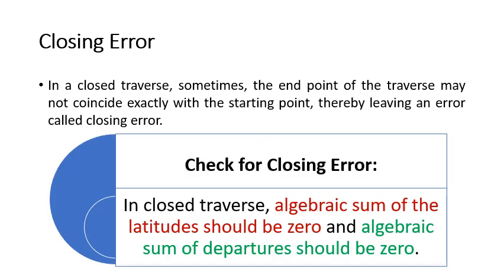So how to check for this closing error? That is the question. How to identify whether there is a closing error existing or not. There is a very simple check for closing error. In a closed traverse, the algebraic sum of latitudes should be 0. Similarly, the algebraic sum of departures should be 0.